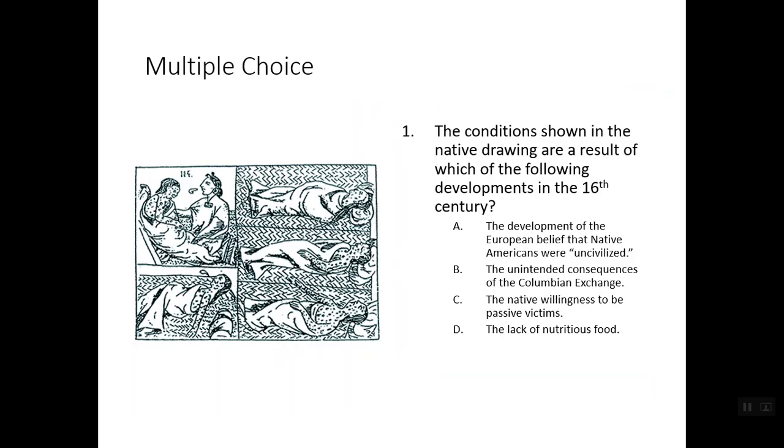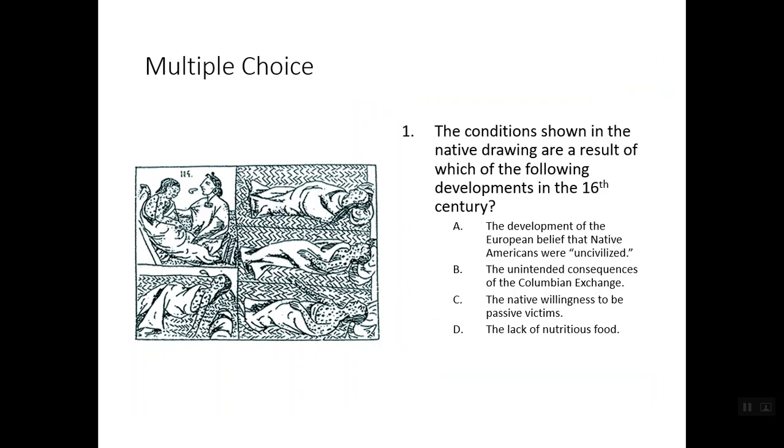So this is an example of a multiple choice question. It's a stimulus-based question. So the stimulus is that picture there. It's actually a primary source picture. It was a drawing that was created of the Aztecs in the 16th century. And so the multiple choice question is not necessarily based on this drawing.